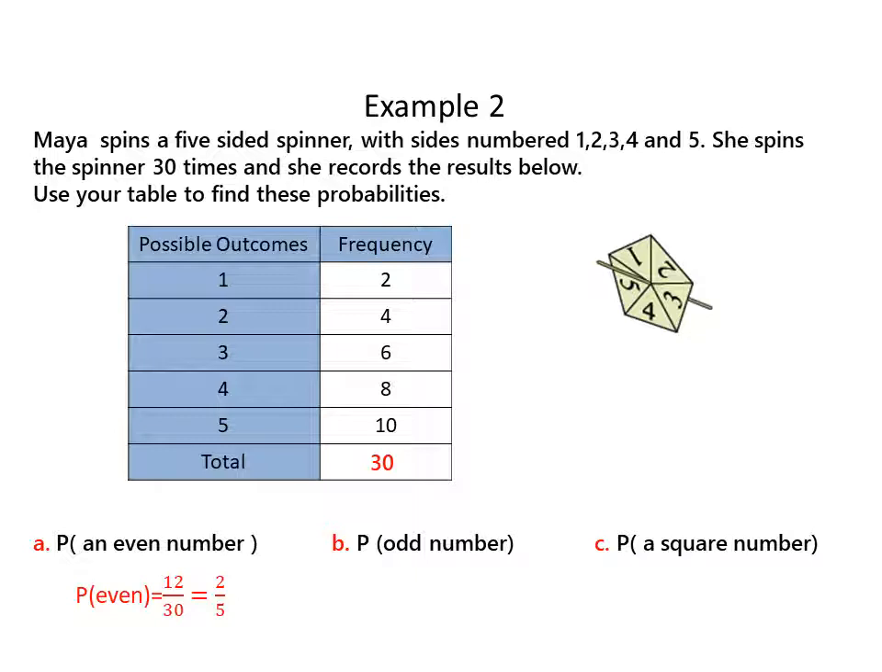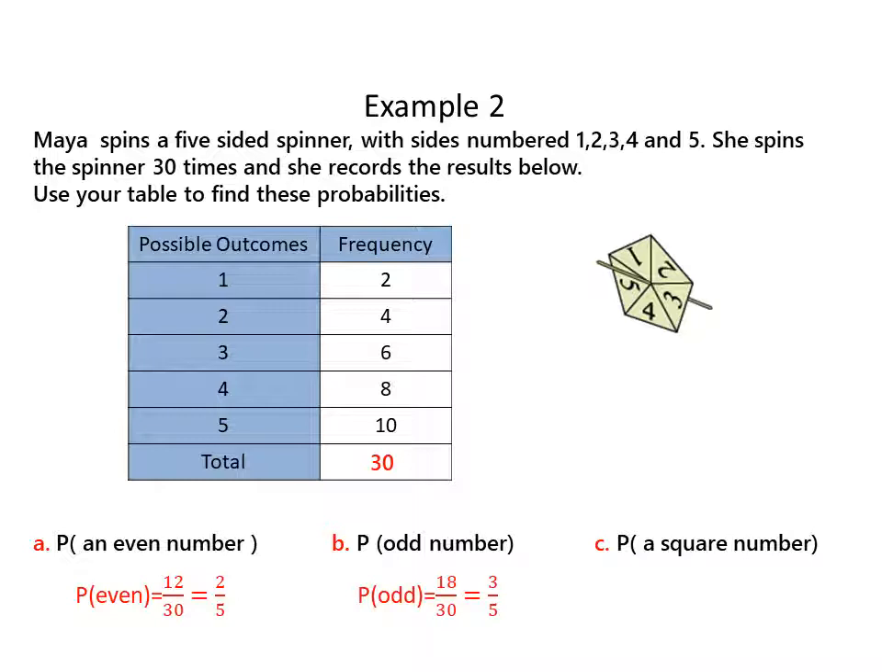Probability now of getting an odd number. Either you subtract 30 minus 12, which is 18, or you can get it also from the table, because odd numbers here are 1, 3, and 5. 1 we get 2 times, 3 we get 6 times, and 5 we get 10 times. So 2 plus 6 is 8, plus 10, 18 out of 30, which will be equal to 3 out of 5.